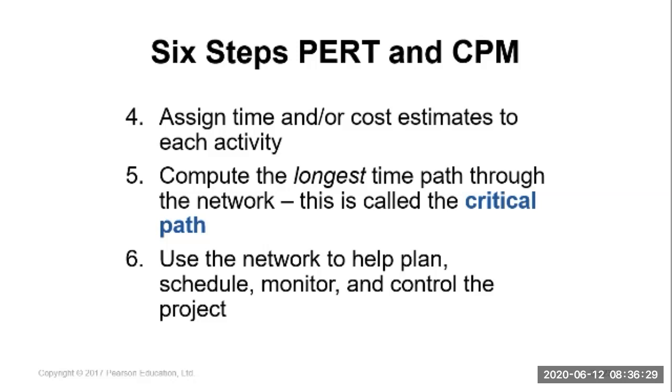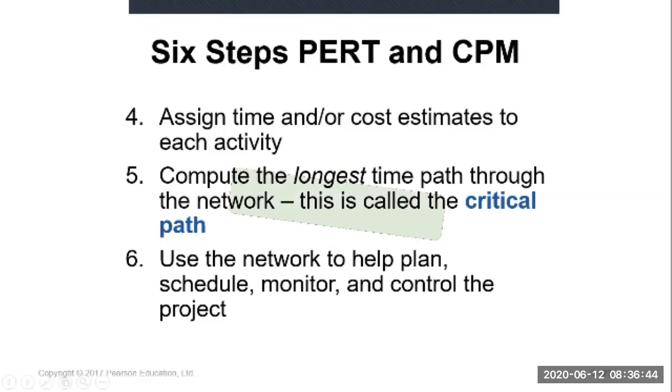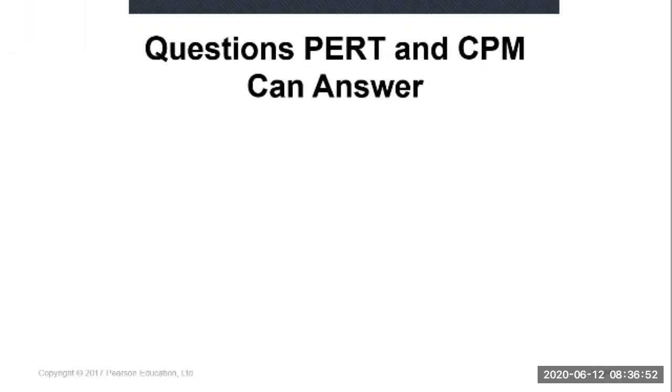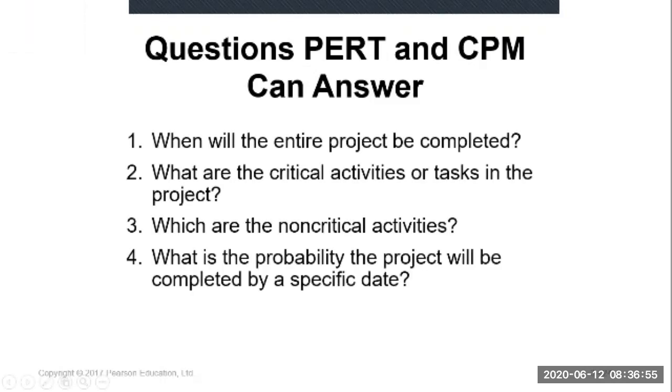After you get that, you can use this network to plan a schedule and manage and control the project. The most important thing is that the project duration is identified based on the critical path. This is when you complete the PERT and CPM.